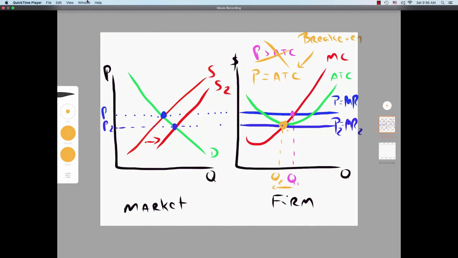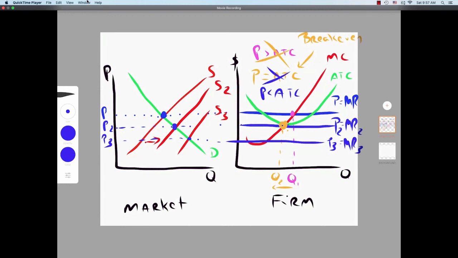Now, if firms were to continue to enter this market, let's say that supply shifted way out here to S3, look what happens to price. Price once again drops. So there's P3. And in this case, at P3, now you're losing money. At P3, price is less than average total cost. You're not breaking even, you're losing money, and you may want to get out of the market at this point.